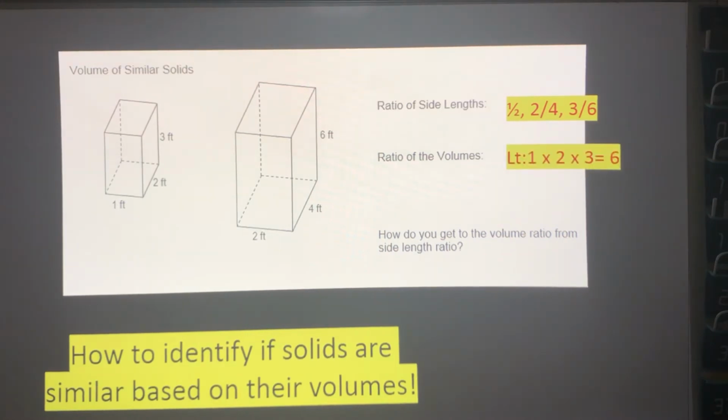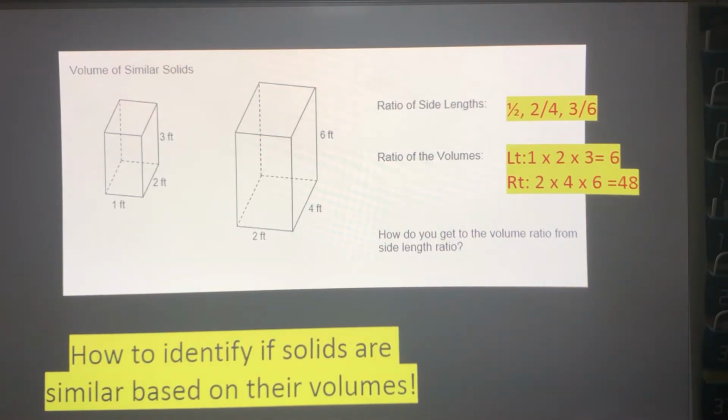If we do the volumes, the volume of the left side is going to be 6, and the volume of the right side will be 48. Now, a lot of people will be confused and say, well, if they're a ratio of 1 to 2, shouldn't the volumes be 1 to 2? But that's not actually what happens.